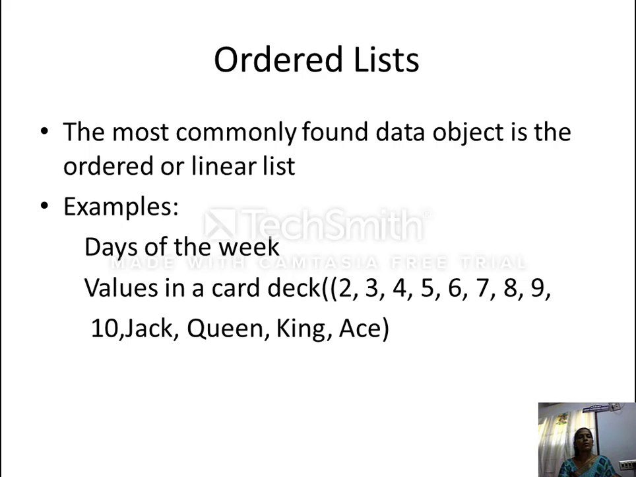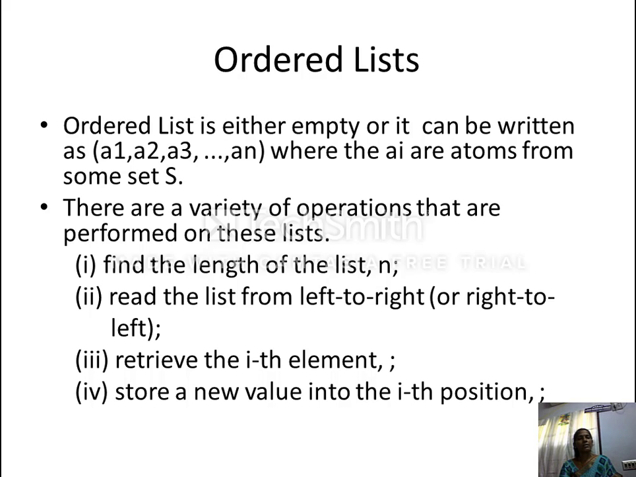Next we are going to see about ordered list. One of the data objects is the ordered or linear list. It has examples such as days of the week, values in a deck of cards. An ordered list is either empty or it can be written as A1, A2, A3 up to AN, where the Ai are atoms from some set S.